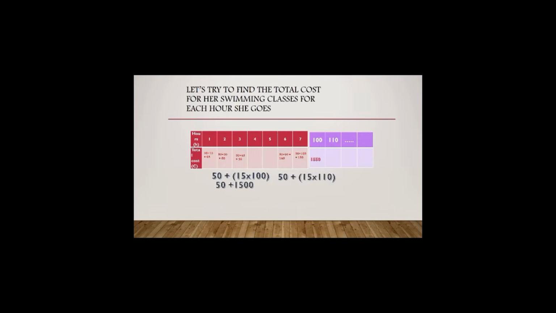And for 110 hours, it would be 50, the original deposit, plus the hourly payment, which is 15, times the number of hours, which is 110. Therefore, this cost would be 1,700, right?